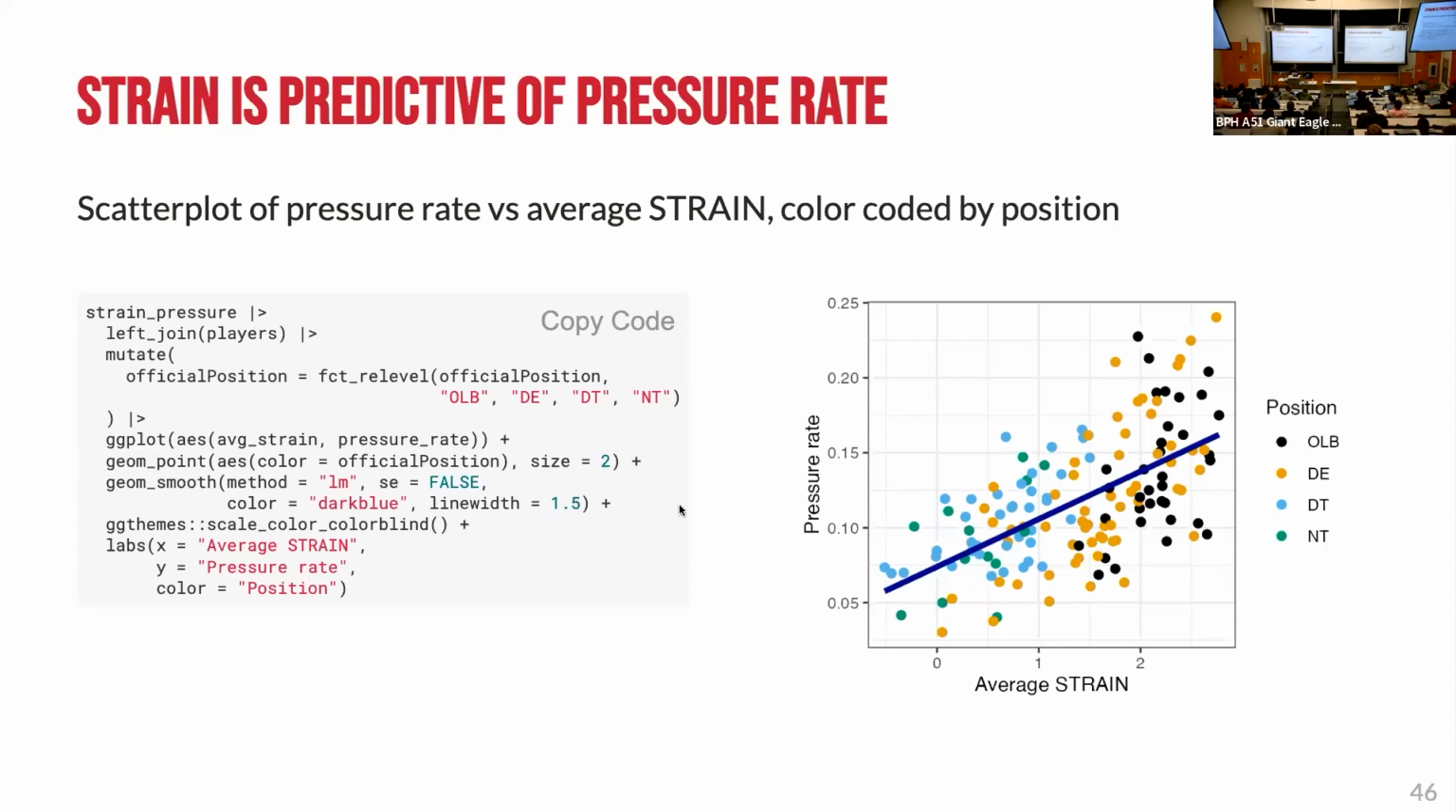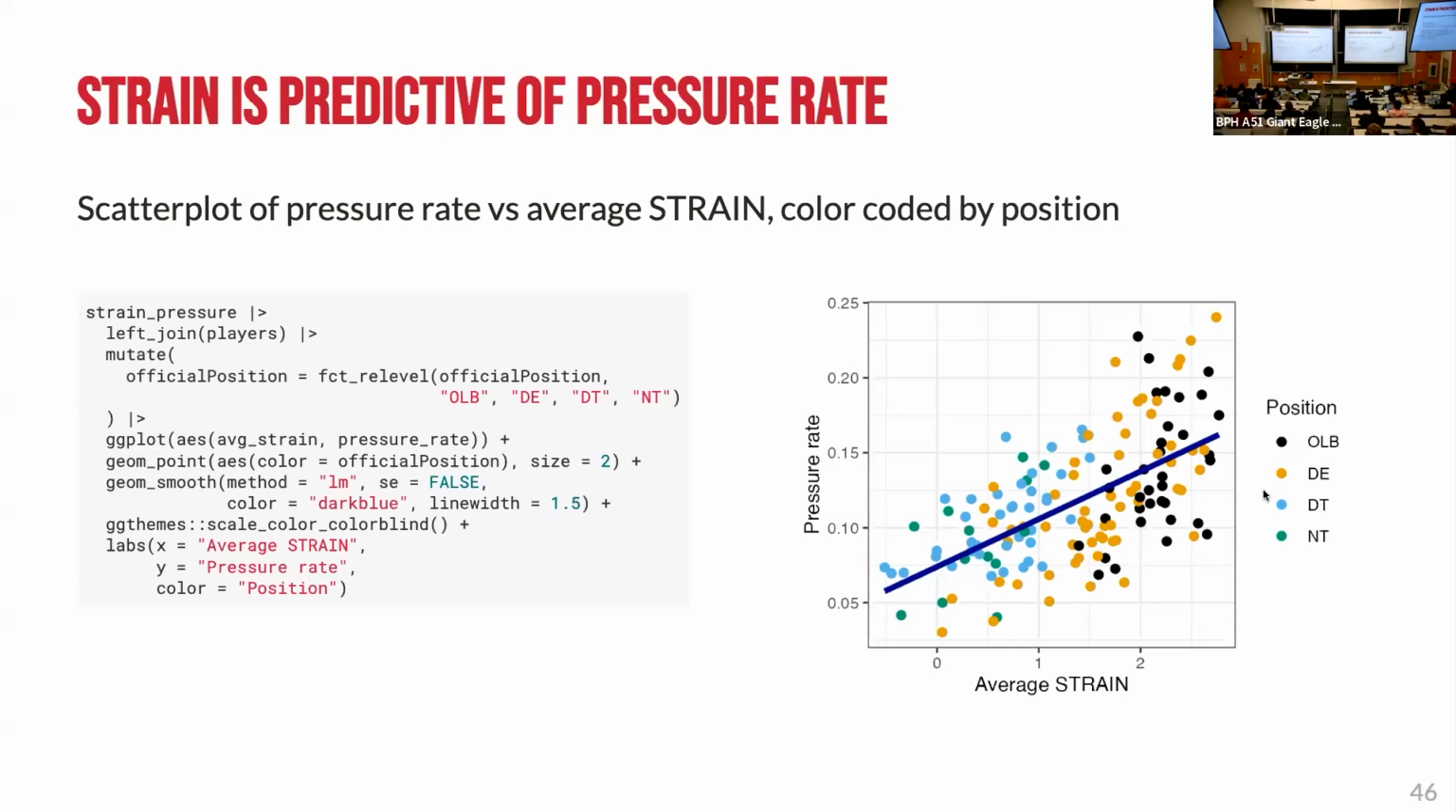So here I just added the position to the data that I just created, and then I just plotted. On the x-axis, the average strain, on the y-axis, pressure rate, and again, each of these dots represents a pass rusher with at least 100 snaps played throughout the course of this provided data. And then the points are calculated by position: outside backers, defensive end, defensive tackles, and nose tackle.